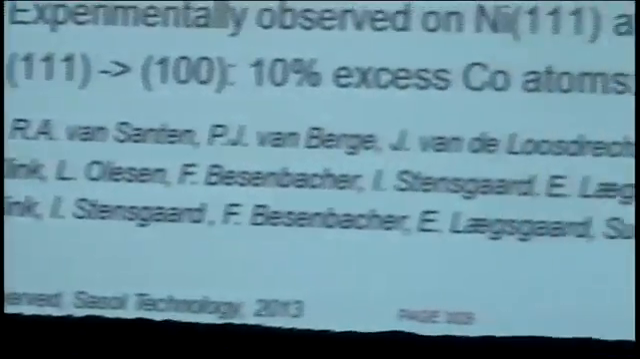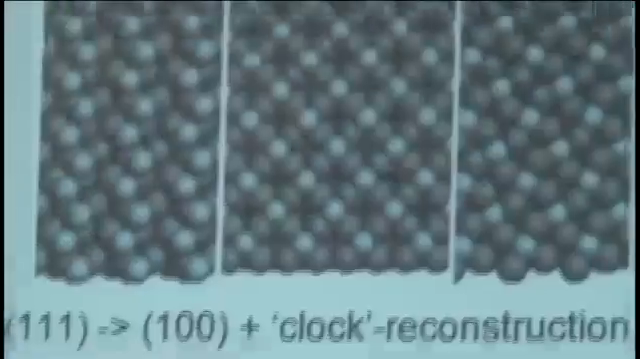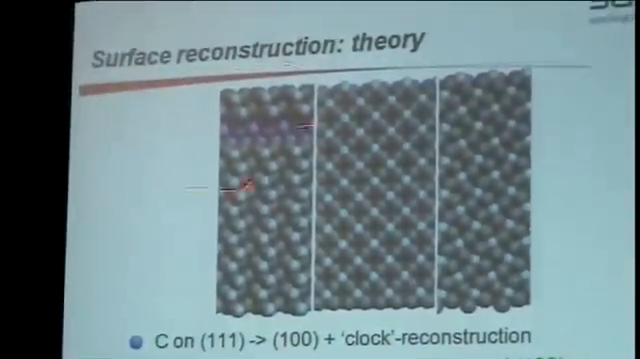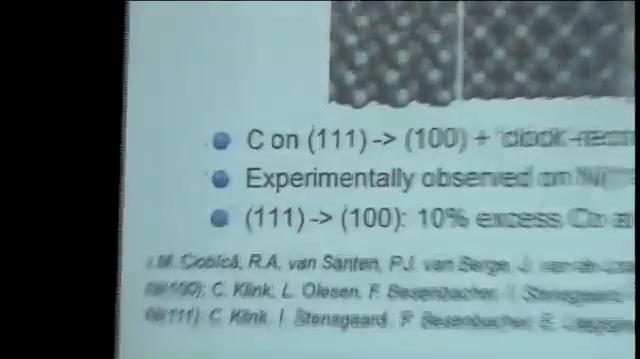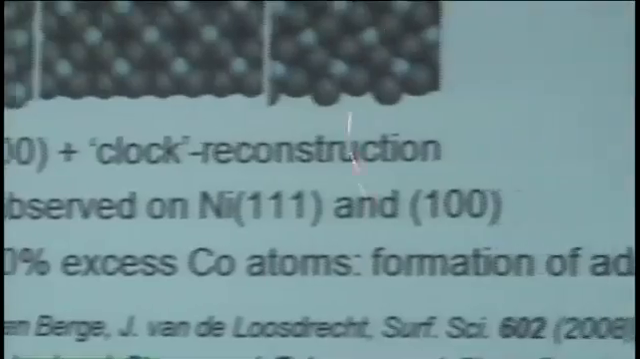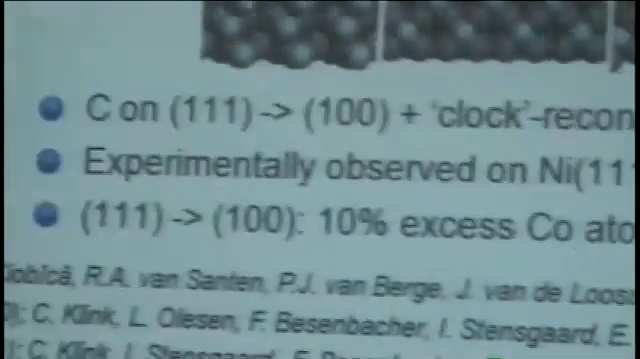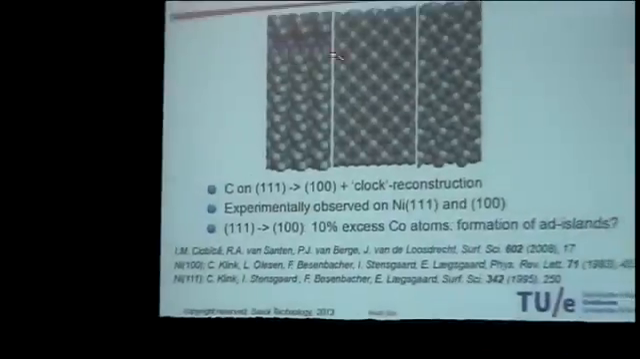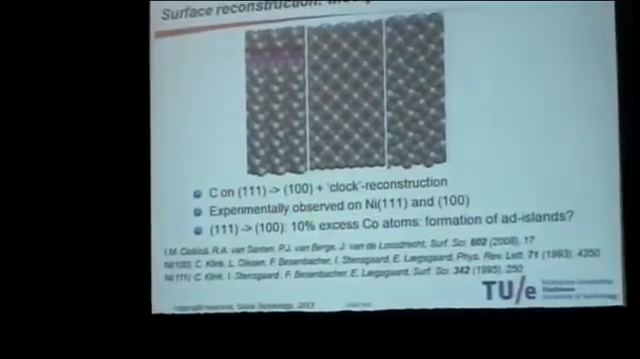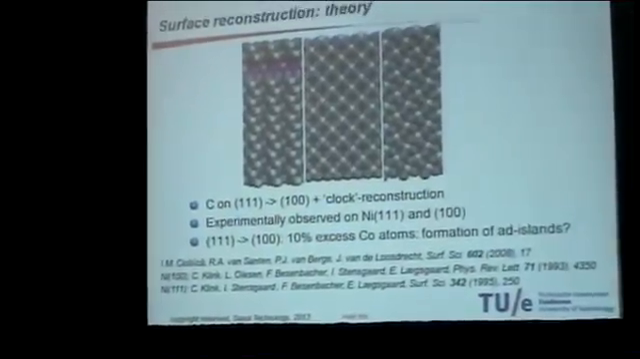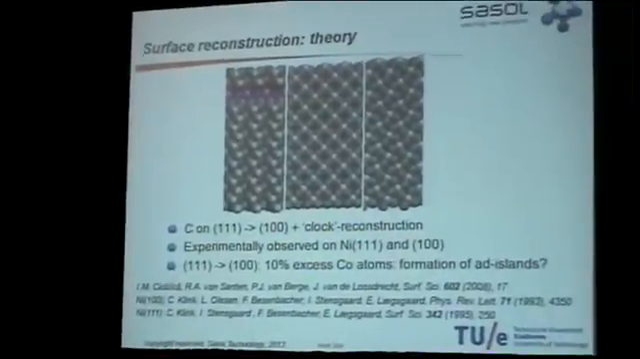From theory, and this has been published a while back, we know that different cobalt surfaces, the close-packed surface but also the other surfaces, can reconstruct under the influence of sufficient surface carbon. This is predicted by theory, and experimentally it has been shown on nickel surfaces. I won't go into all the details of the reconstruction, but there's one important point to keep in mind with respect to surface roughening: if you take the close-packed surface of cobalt and do this reconstruction, you're left with 10% excess atoms, so the surface expands a bit, and you can't fit all the atoms in the same surface anymore.